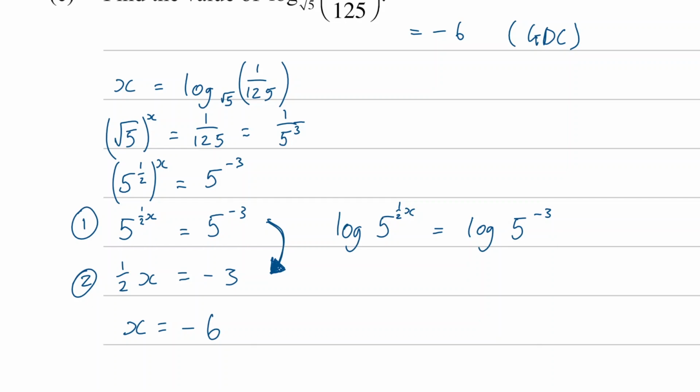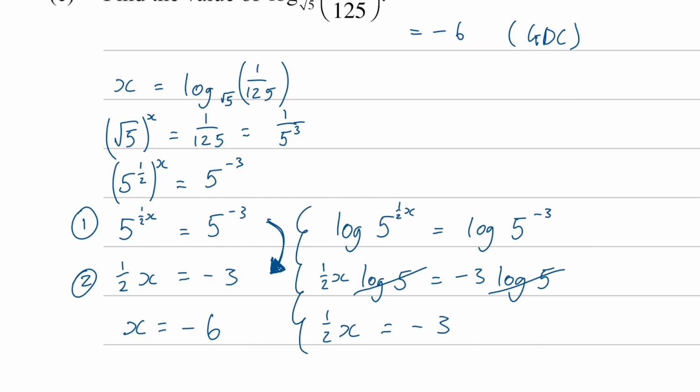Right, so back to the logs. We took the log of both sides. There's a log law that lets us bring the power to be multiplied out the front. So let's do that now. Half times x times log of 5, so that power is now gone, equals -3 times log of 5. Again, that power we've moved out the front to multiply. Now we divide both sides by log of 5, and we're left with 1/2 x equals -3. So that's just showing how we can go from equation 1 to equation 2 using some log laws.